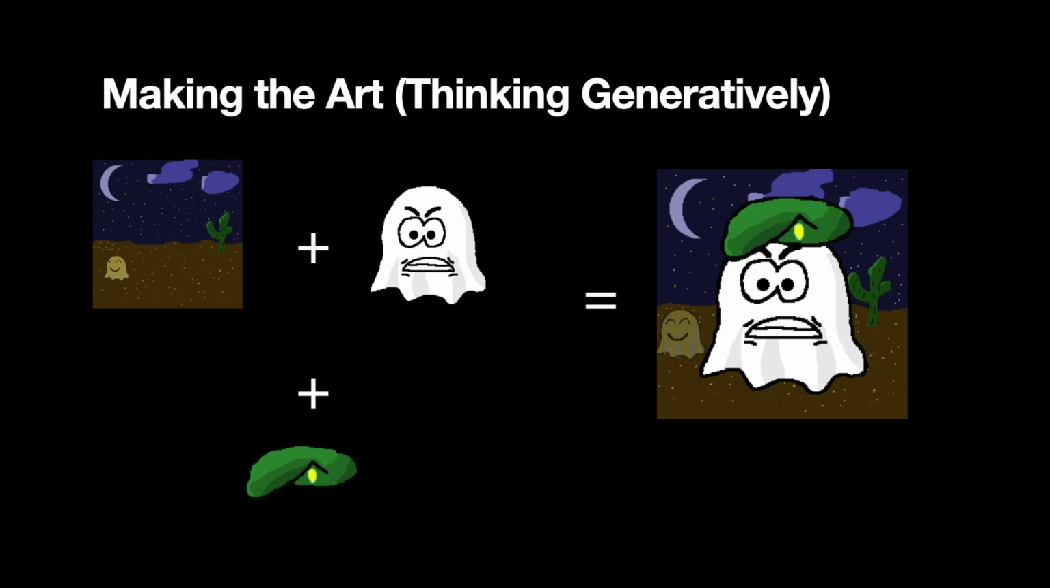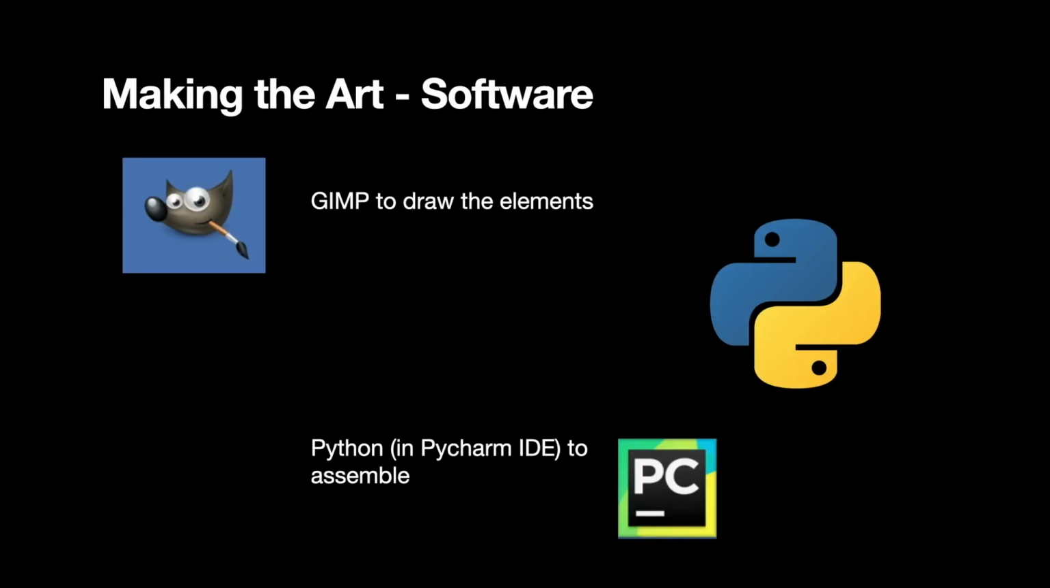What that means is that you need some software, first of all, to draw or manipulate images on their own. And then you need some other software to put them together. For me, I chose GIMP to draw the elements. So I think it's GNU Image Manipulation something. It's very good. It's free software. And yeah, you can see what it does here. I then used Python in the PyCharm IDE to actually assemble it.